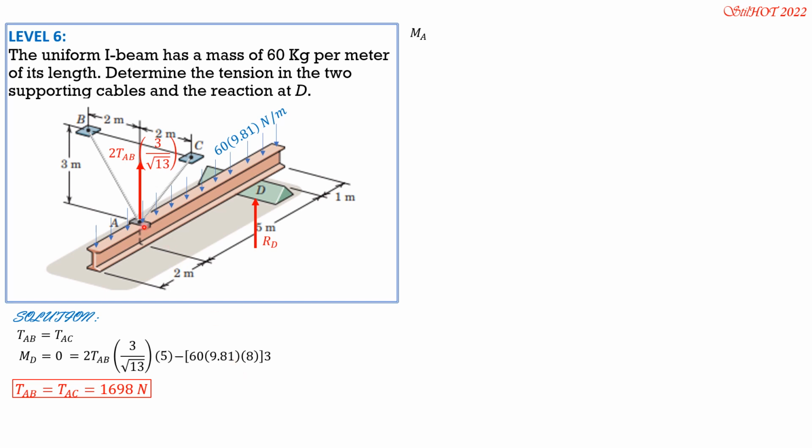Likewise, we set summation of moment about A0. So we have RD times 5 equals 60 times 9.81 times 8 times 2, because this is 2 meters from the center. So RD can now be computed. It is equal to 1884 newtons.